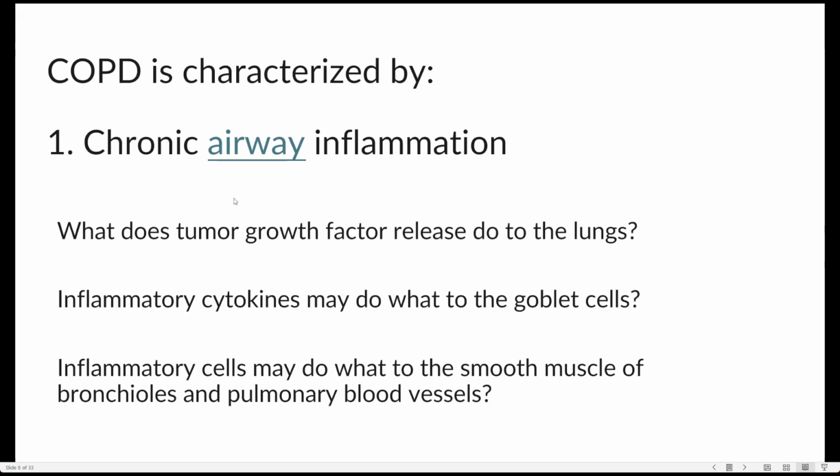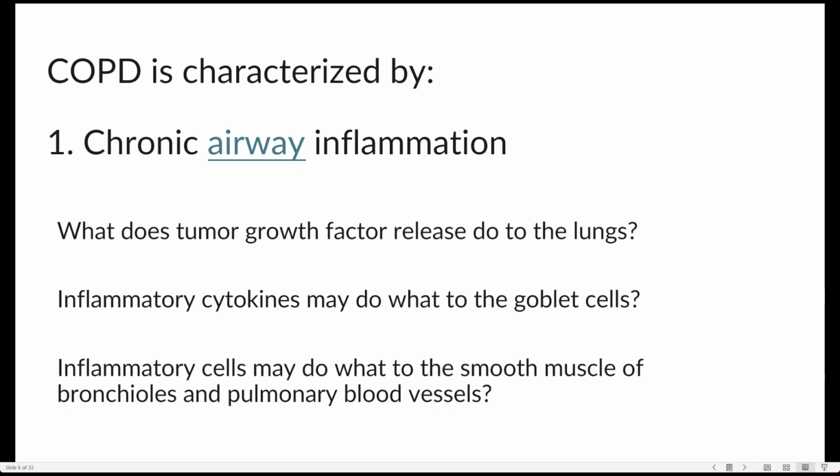So the question comes, what does tumor growth factor do specifically? Well, tumor growth factor unfortunately can promote healing with fibrosis. So essentially it can stimulate fibroblasts. Fibroblasts deposit collagen, and collagen goes on to promote fibrosis in the lung parenchyma, and that leads to narrowing of the airway, and thus we have an obstructive lung disease in the form of COPD.